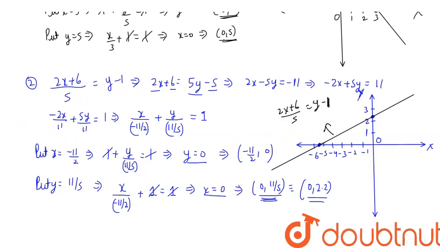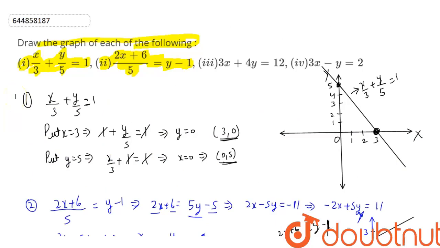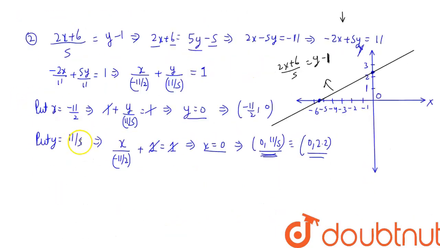Now we are going to consider the third part of the question. In the third part of the question, they have given us the equation 3x + 4y = 12. So let us write this down here. In the third part, they have given us the equation 3x + 4y = 12.